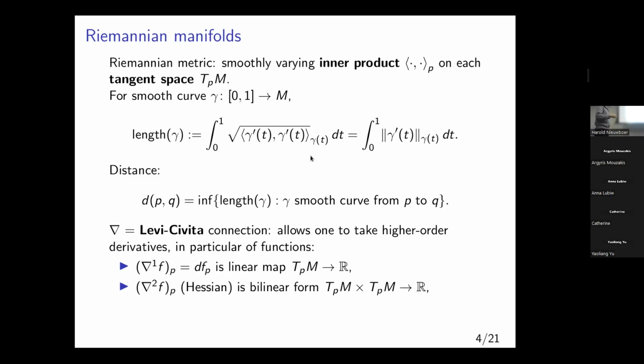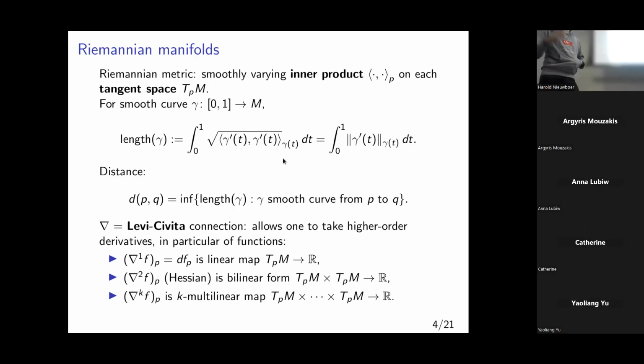But now I can also make sense of something like a Hessian, right? So at every point, this needs to be a bilinear form on the tangent space. And more generally, you can take the k-th derivative of a function, and this would be a k-multilinear map, so a k-tensor. Right, so I have some notion of higher order derivatives. And it's good to know that this Levi-Civita connection is uniquely determined by the Riemannian metric. So I call it extra structure, but it's not really extra structure. It's like a God-given object. All right.